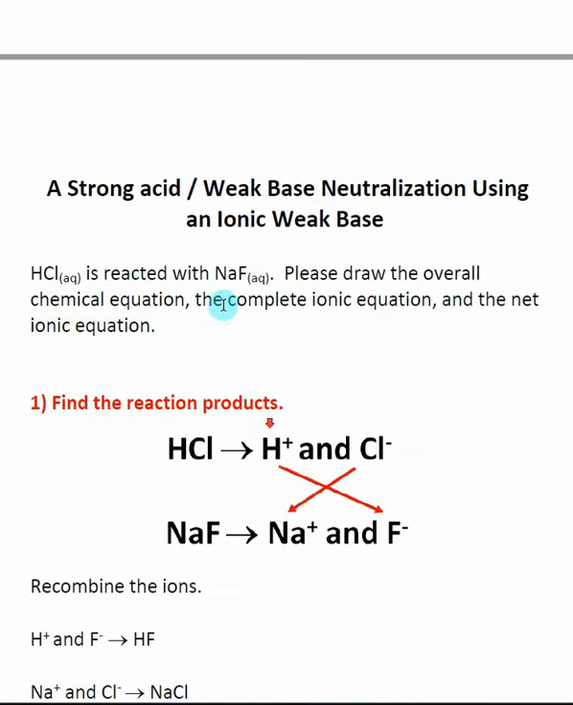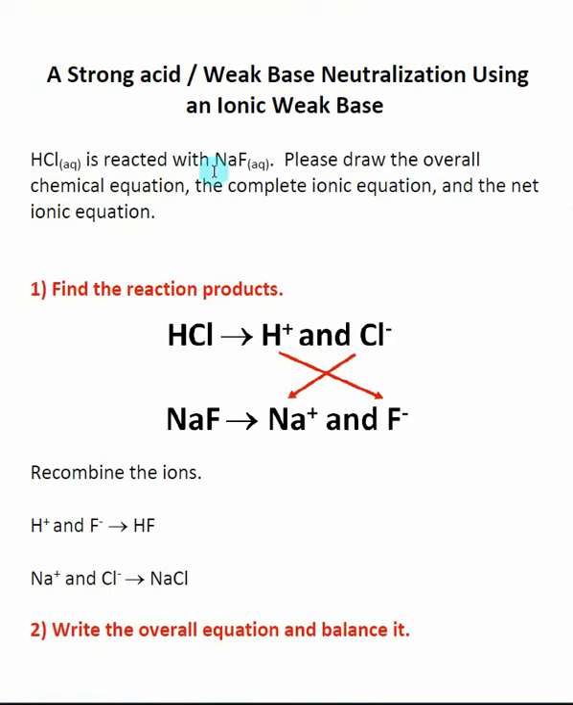So here we're looking at the other example where our weak base is an ion, and it's still a weak base, but you're going to see it's treated a little bit differently. So we're doing the neutralization reaction of a strong acid and a weak base, and in this case we're using an ionic weak base. So our strong acid, HCl, and then our weak base, remember this is where the terminology gets a little weird.